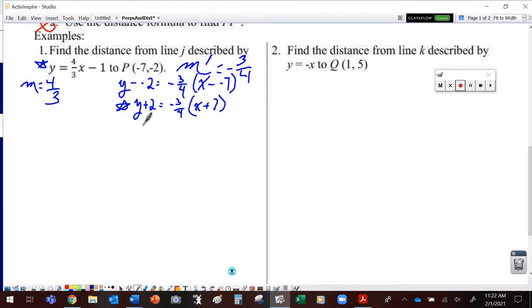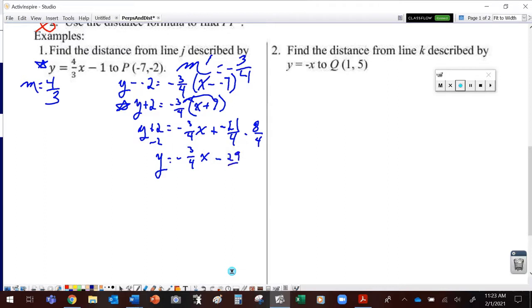So I'm going to make this equation go from point-slope form to slope-intercept form. So I'll distribute that negative 3/4, and I'll have y plus 2 equals negative 3/4 x plus negative 21/4. And then I'll subtract 2 from both sides. Now if I want to subtract 2, I'll need a common denominator. So let's make that 8/4. And I'll have y equals negative 3/4 x plus negative, or minus, 29/4.